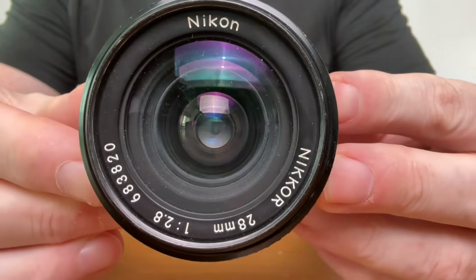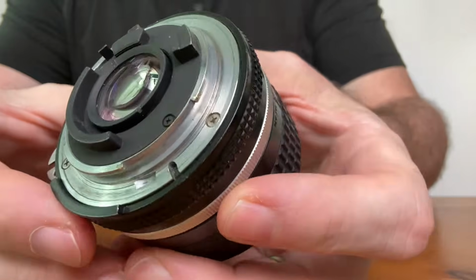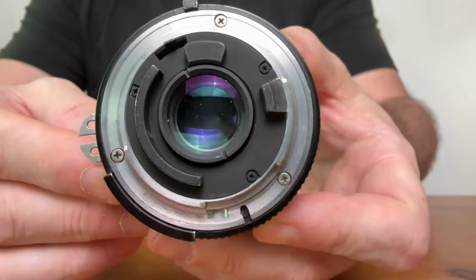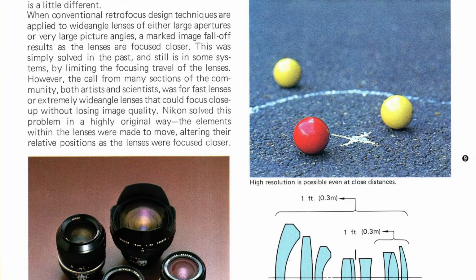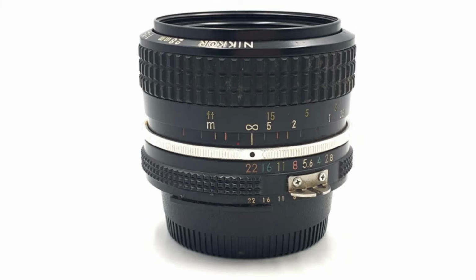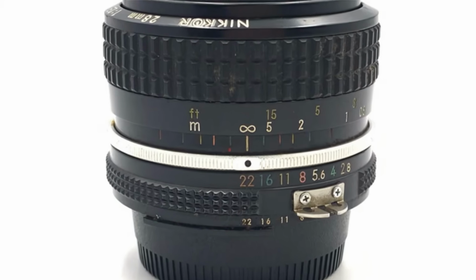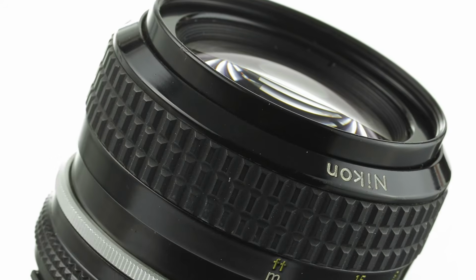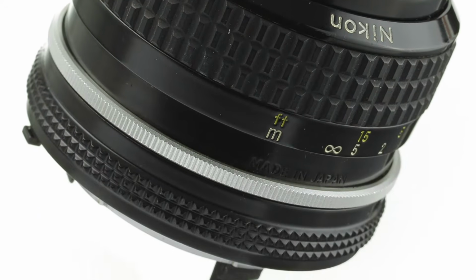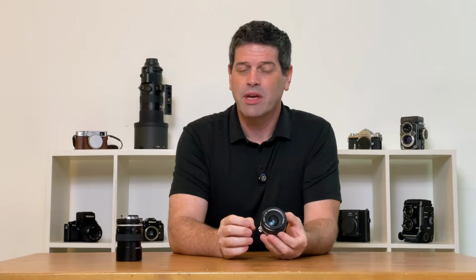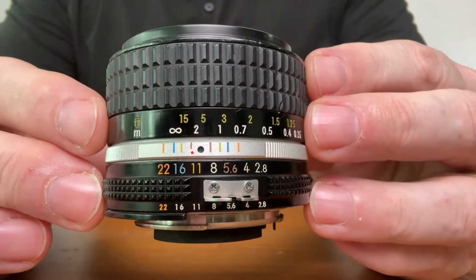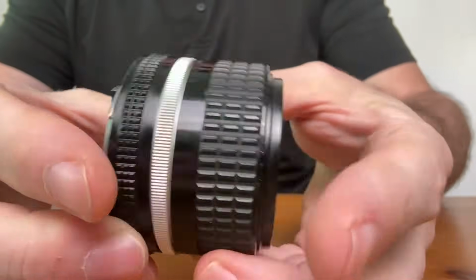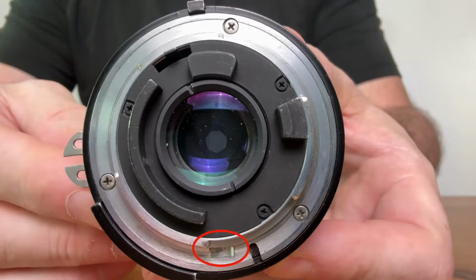This lens, the 28mm f2.8 AIS, is considered one of Nikon's best performing wide-angle manual focus lenses. It has close range correction, great sharpness, and improved optics. Its predecessor, the AI version of the same lens, is still a solid performer, but optically, the AIS version takes it a step further. That's why it's important to be able to tell AI and AIS lenses apart. I'll show you how to spot the differences quickly without the need to look up serial numbers.